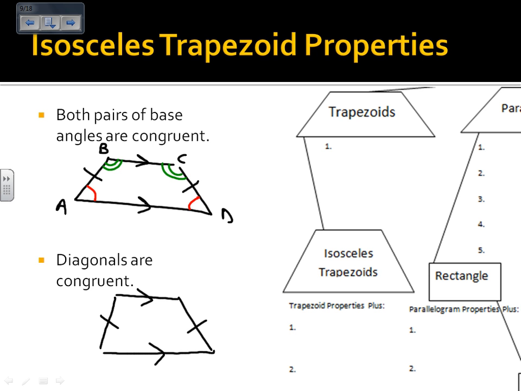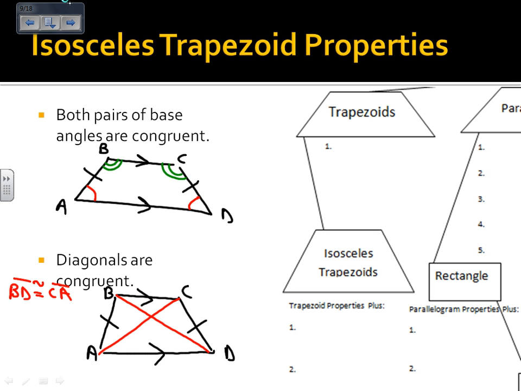The diagonals are congruent, so if I name this ABCD again, I know that the diagonal BD must be congruent to the diagonal CA. So BD will be congruent to CA. Okay? BD is congruent to CA. Do those diagonals bisect each other? Bisect means to cut into 2 equal pieces. Do these cut each other into two equal pieces?